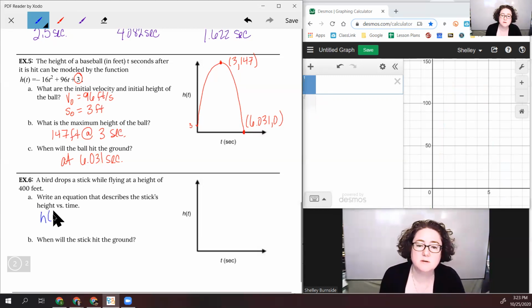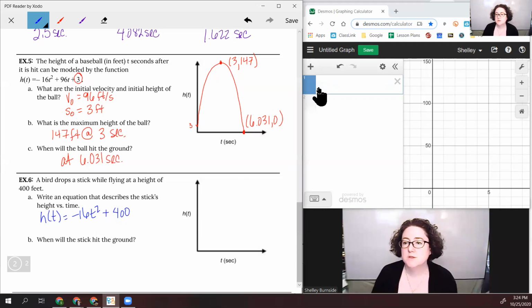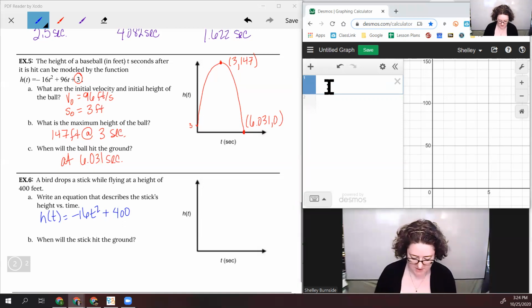So our equation, h of t, and our negative 16 feet per second squared. And then our initial height is 400. So we don't need to worry about any initial velocity. So that means when I plug this into the equation, I'm expecting that I'm not going to be able to see the whole graph. Why not?